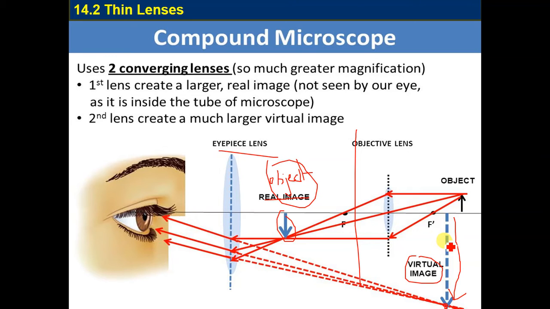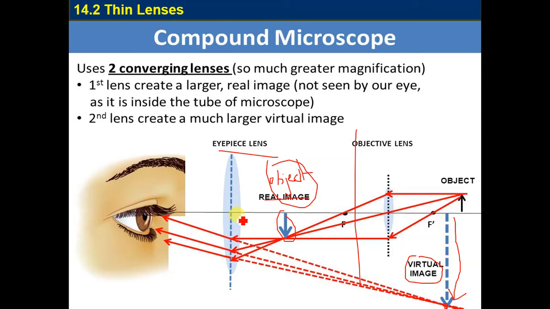Because for sugars, according to this real image produced here, which now works as an object, it has the same orientation. A virtual image, we know that it's upright when the object is upright. A virtual image in general has the same orientation as the object itself.